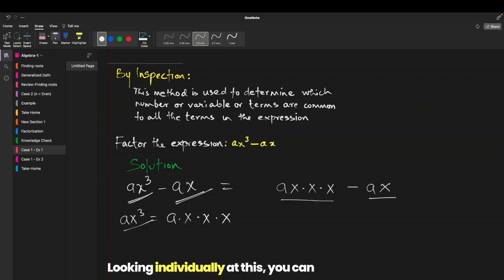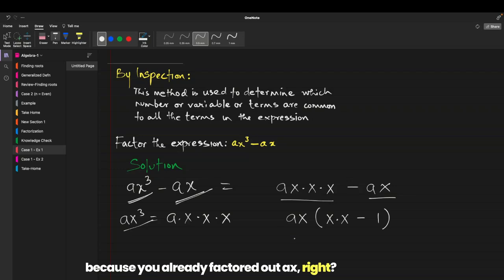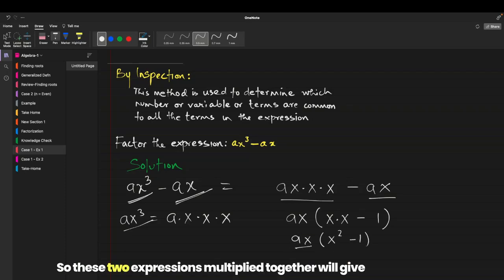Looking individually at this, you can see that ax is common, right? So if you bring out ax, or you factor out ax, you'll be left with x times x. Then you'll be left with 1 here because you already factored out ax, right? So that becomes ax bracket x squared minus 1. So these two expressions multiplied together will give us the original expression ax cubed minus ax.